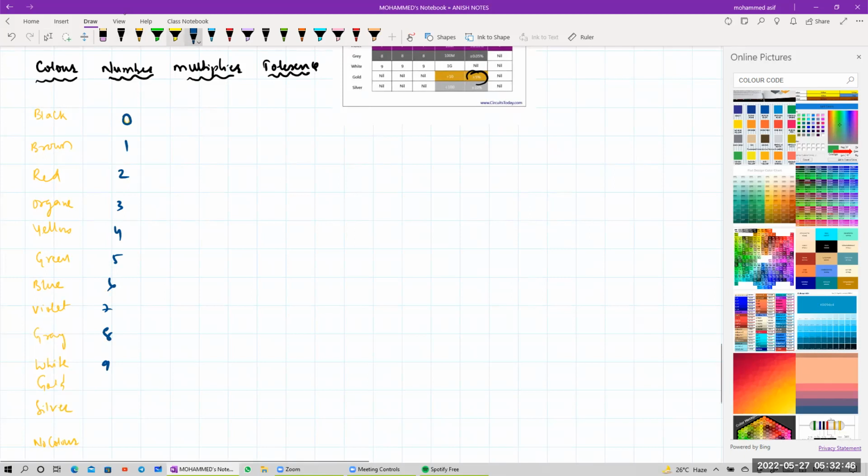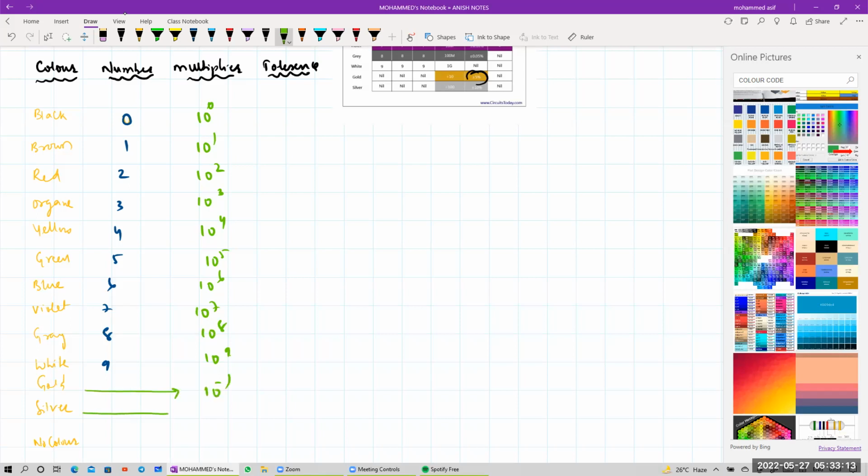Okay. The next one, multiplier. In the multiplier, the first one is 10 power 0. The next one is 10 power 1. Next one is 10 power 2. Next one is 10 power 3. Next one is 10 power 4. Next one is 10 power 5. 10 power 6. 10 power 7. 10 power 8. 10 power 9. The next one is for the gold, the multiplier is 10 power minus 1. And for silver, the multiplier is 10 power minus 2. For no color, there is no multiplier.